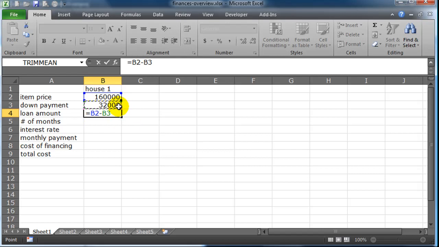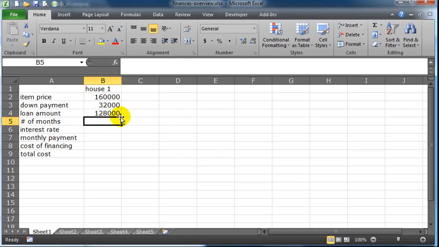So if I want to buy a $10,000 car and I put $4,000 down as a down payment, that means I'm going to have to borrow $6,000 to make up that price difference, okay? So I'm taking my item price minus my down payment to figure out how much I need to borrow in order to pay for the whole thing. In this case, 128 grand.